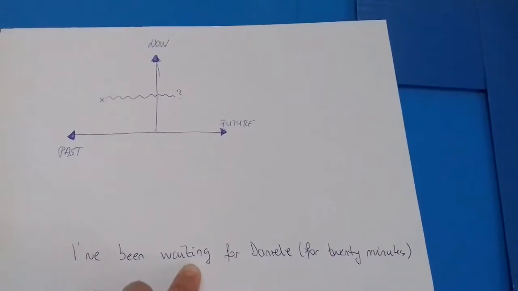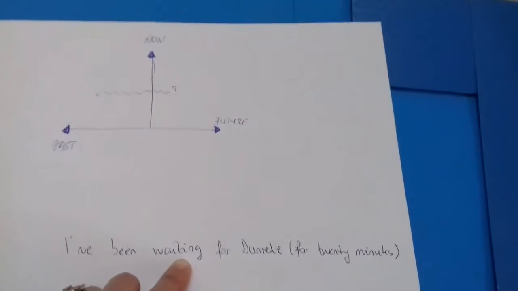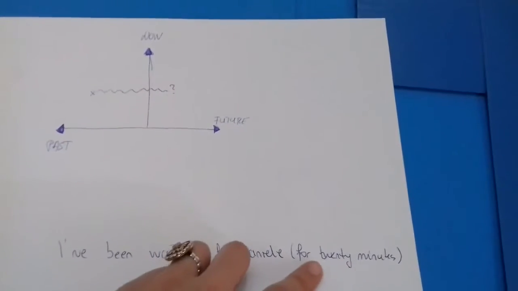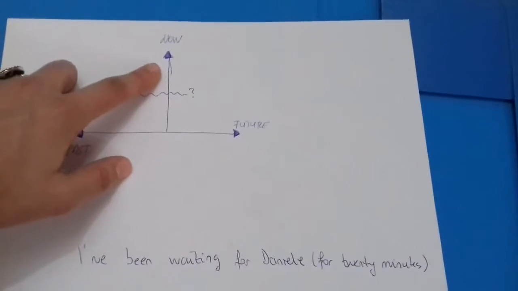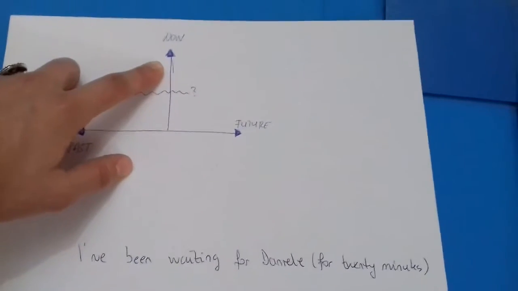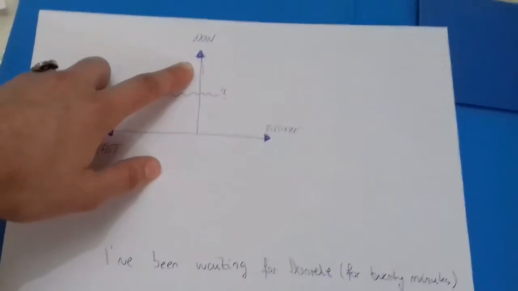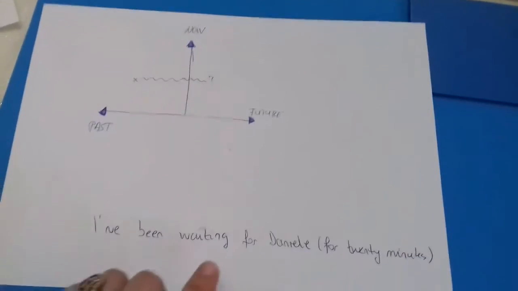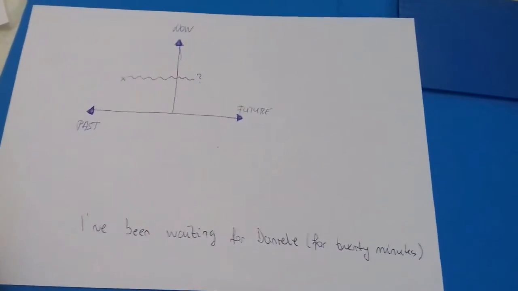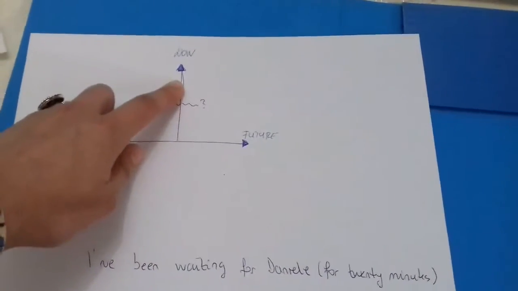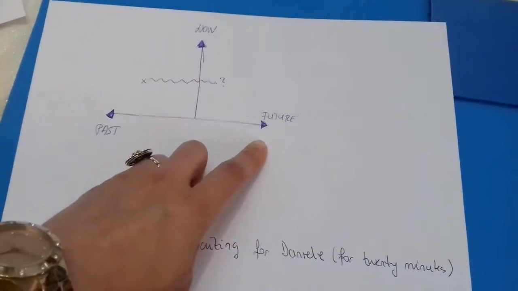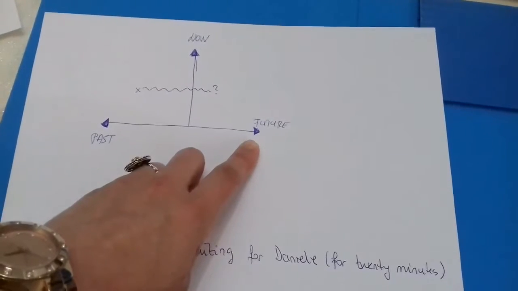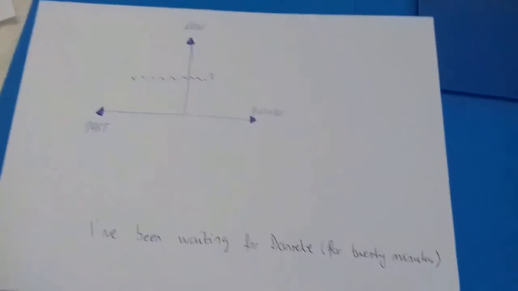Past time waiting. I started to wait for Danielle in the past, but I'm waiting for 20 minutes now. That means present. But will it continue into the future? Well, yes. Why? Because I've been waiting for 20 minutes now, and I'm still going to wait for Danielle. That means an action which continues in the future as well.